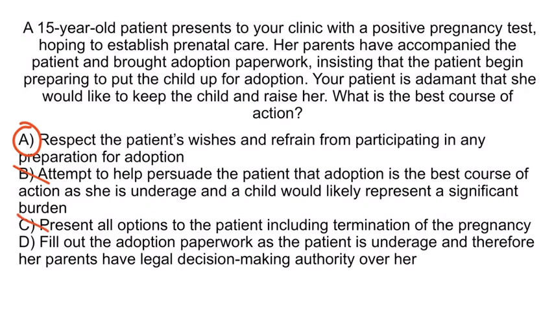D is incorrect because, as previously mentioned, people under age 18 have the decision-making capacity for their own children, and the parents are not legally authorized to decide the fate of the baby. So again, it's important to, above all, respect the patient's autonomy and right to make this decision for herself. Okay, let's move on to the next question.